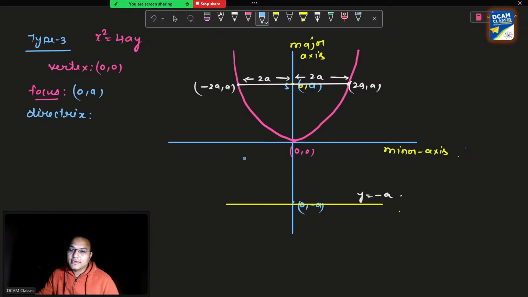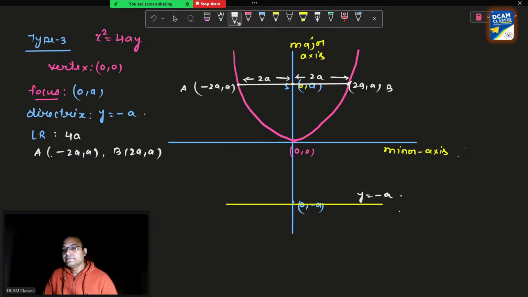Directrix is y is equal to minus a, and the latus rectum, I am representing it as LR. So LR length is 4a. Points, let's say this is A, this is B. A will be minus 2a comma a, and B is 2a comma a. Everything done? Okay.